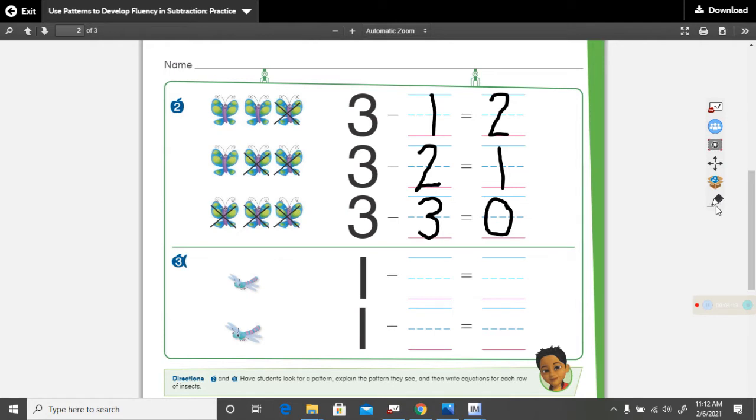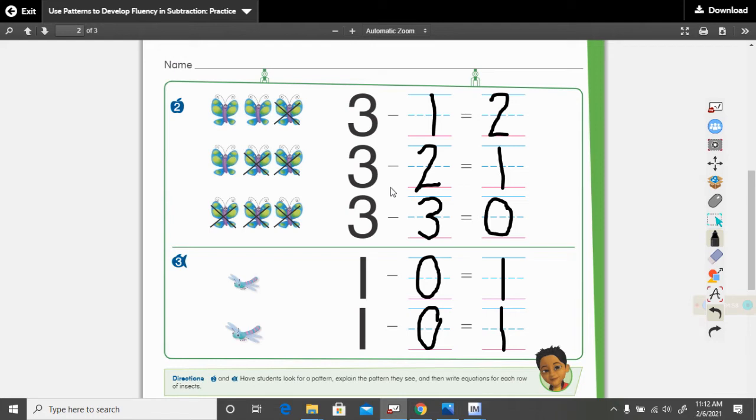Let's look down here at the dragonflies. We have 1 dragonfly we started with, minus, how many dragonflies did they mark out? They didn't mark any out. 1 minus 0 equals, how many are left? 1. Now look down here at this one. We began with 1 butterfly minus, how many did they mark out? Again, they didn't mark out any, did they? None of them are marked out here. 1 minus 0, how many are left? Is 1. Look down here. 1 minus 0 is always what?